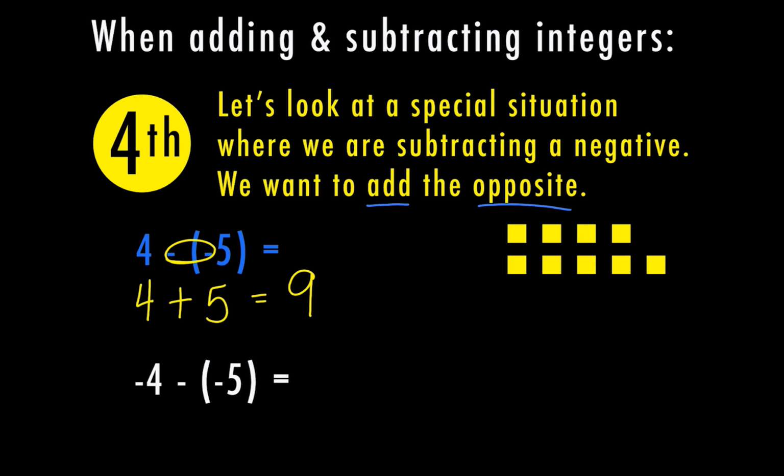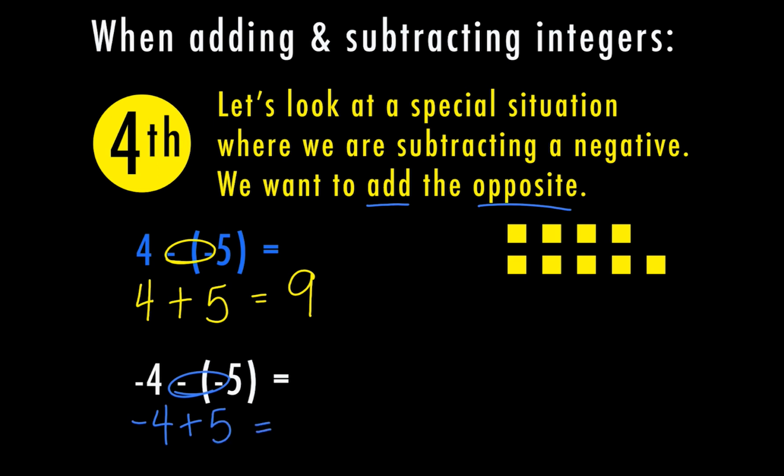Now let's go to the second one here, and I still have minus a negative. So I'm still going to add the opposite, but in this case my first number stays the same. So this will stay a negative 4, and then I'm going to add the opposite, which is plus a positive, and now I can solve this one.